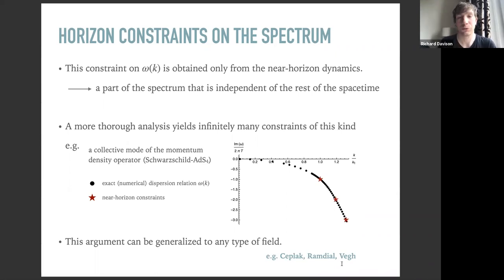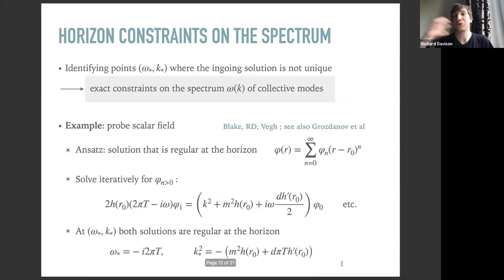Okay. So this was for a scalar field, and these special points you can identify from near the horizon, but they depend on things, as you can see here. This value of k, it depends on what is the mass of the scalar field. Okay, so it depends on exactly which operator it is that you're looking at, what these constraints actually are.